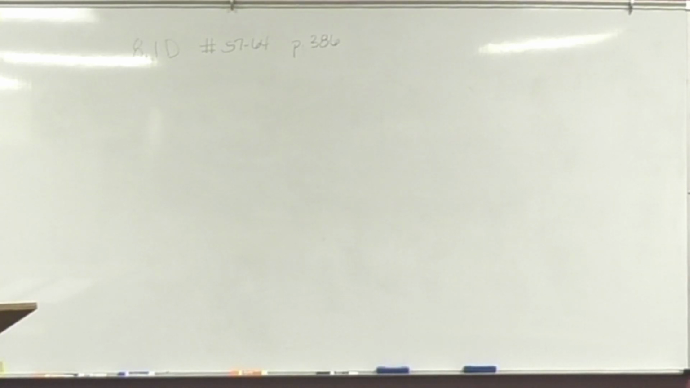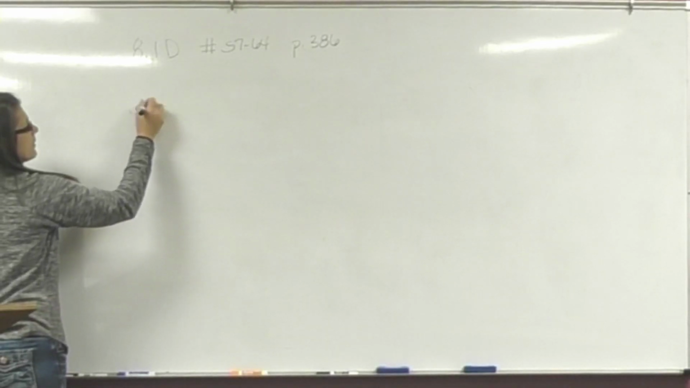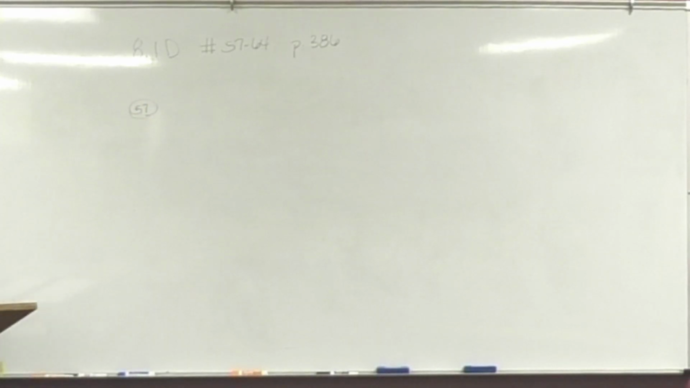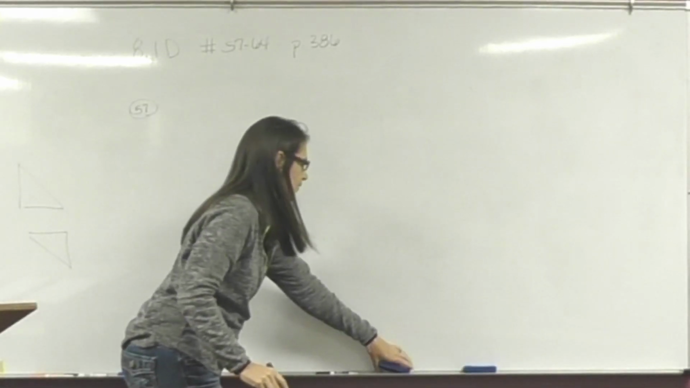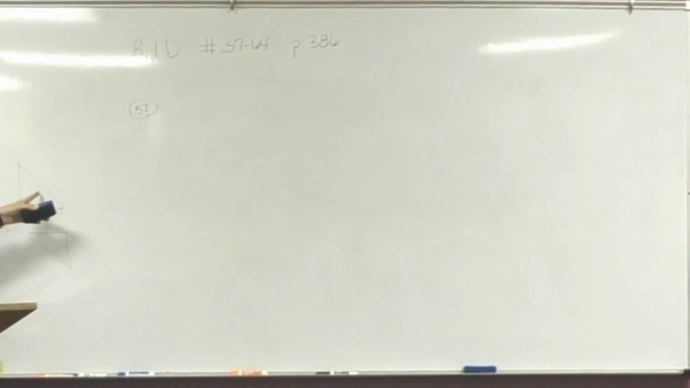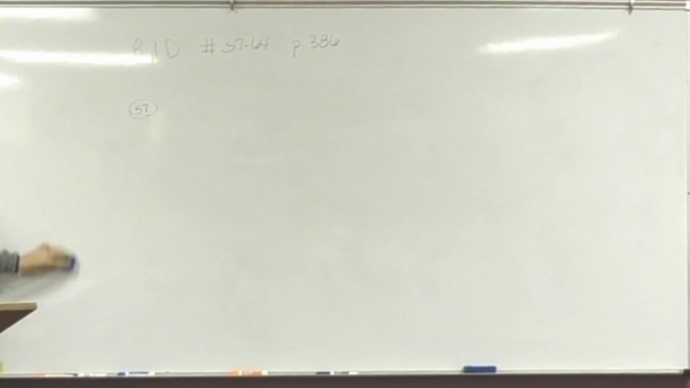This is what I want your problems to look like. We're starting at number 57. So the first thing you have to do is draw the triangle. And I want you to draw it exactly the way that it is in your book, whether it's given to you like this or like this, whichever. I want it to look exactly, just copy it, okay? You don't have to try to flip it to make it look like this. Just keep it like it is. So let's do 57.